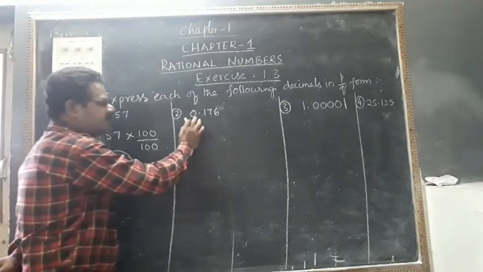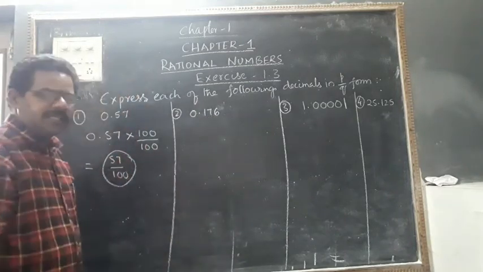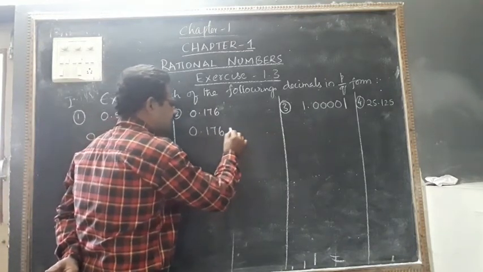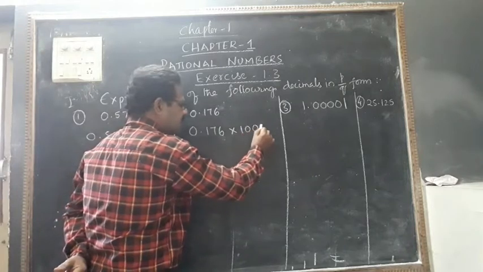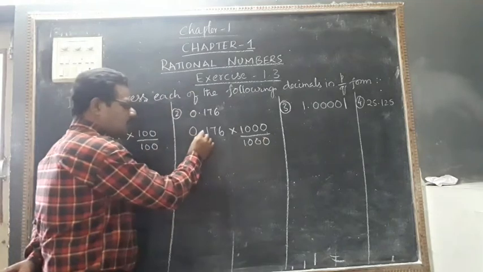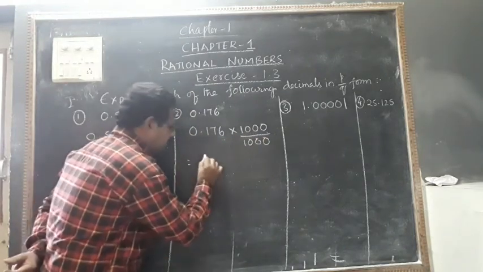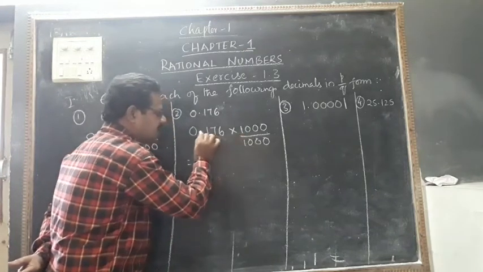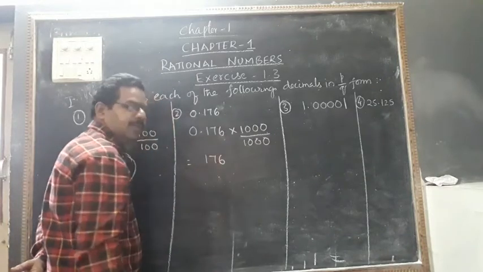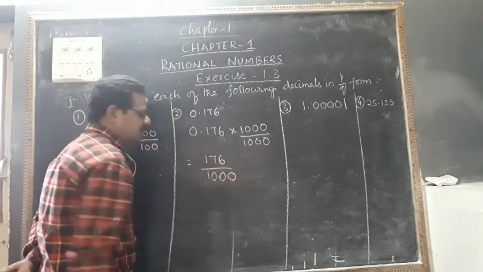Okay. Second one, 0.176. Here after the decimal they have given 3 digits. So 0.176 can be multiplied with 1000 and divided with 1000. 0.176 into 1000 divided by 1000. Now we can get, after this multiplication, the point will be jumping 3 digits, so 176 by 1000.